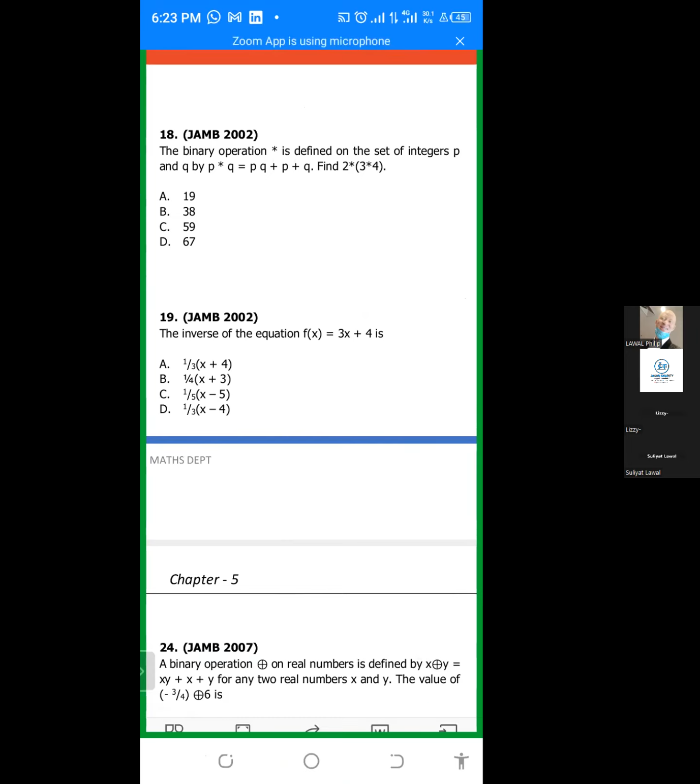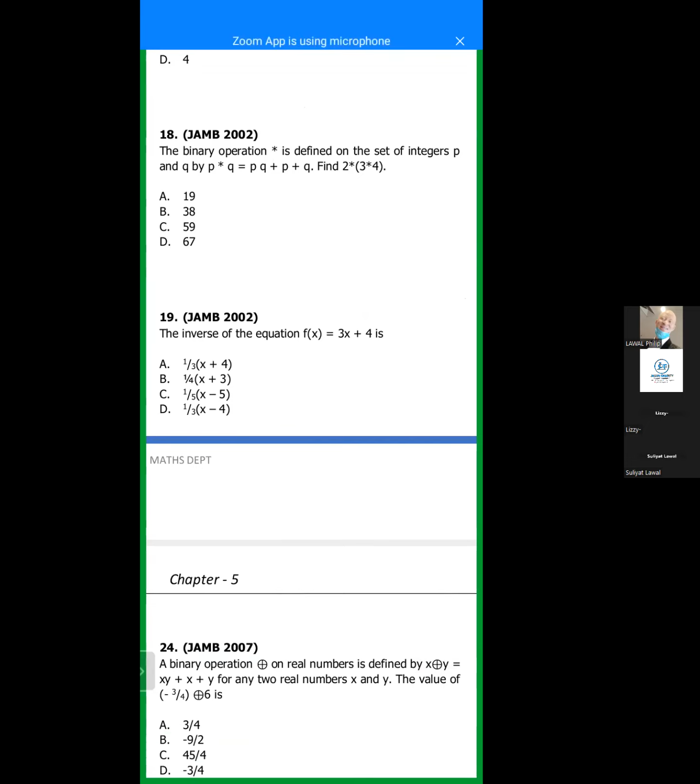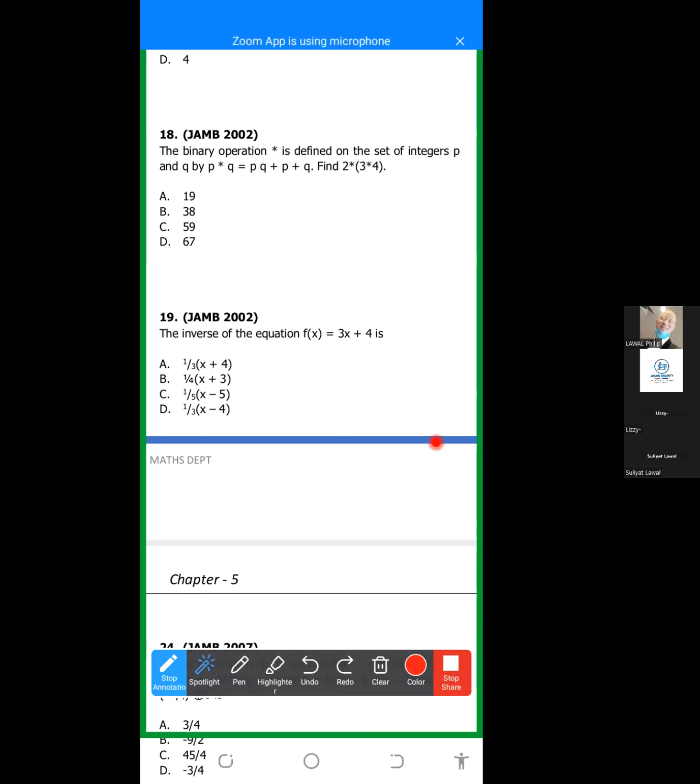This question in 2002 says the binary operation is defined on the set of integers like this: P star Q is equal to PQ plus P plus Q. This one is simple. They want us to find 2 star 3 star 4. So you need to be careful with it.